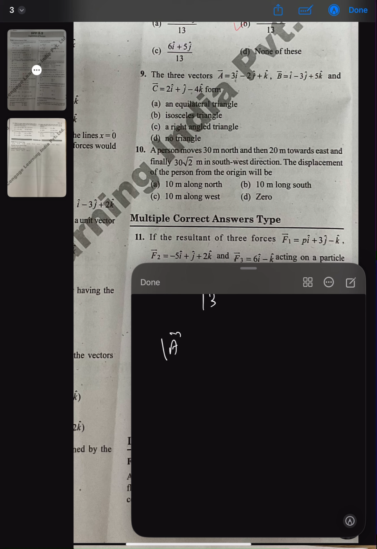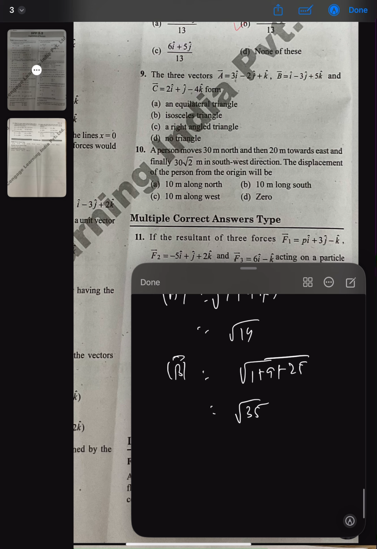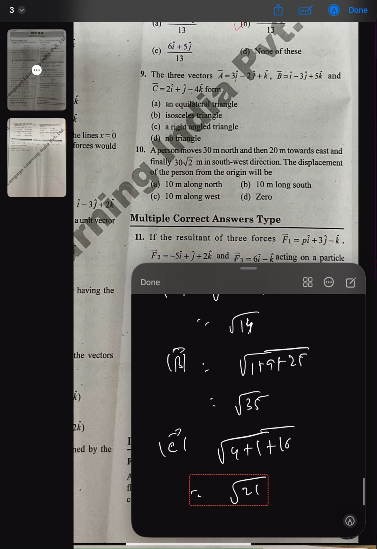What is the magnitude of these sides? The magnitude of A will be root of 9 plus 4 plus 1, that is root 14. The magnitude of B will be root of 1 plus 9 plus 25, that is root 35, which is 21 plus 14. The magnitude of C will be root of 4 plus 1 plus 16, that is root 21. So it is neither equilateral nor isosceles, it is a right angle triangle. So the answer will be C.